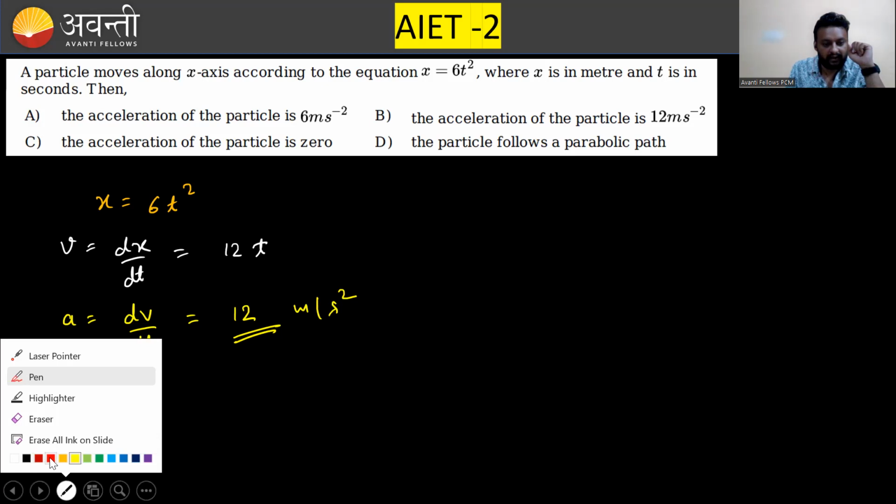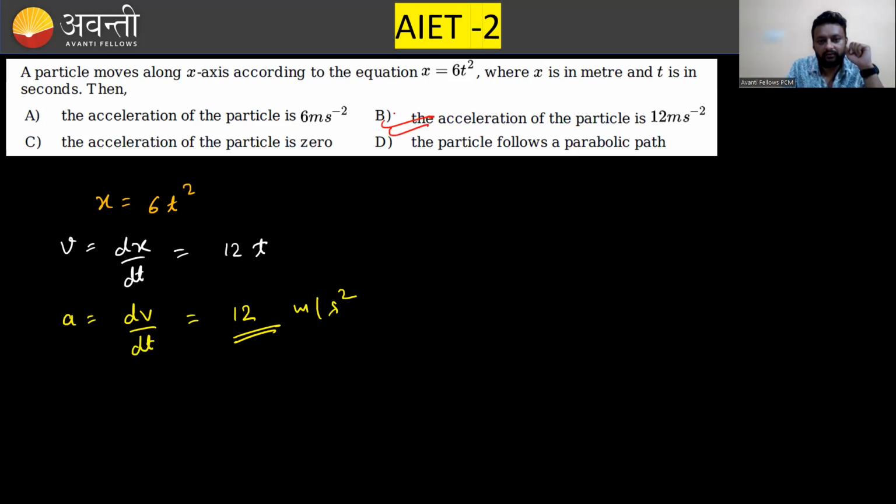So which option is correct? The acceleration of the particle will be 12 meter per second square. This is the correct answer.